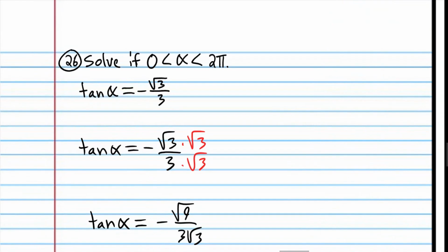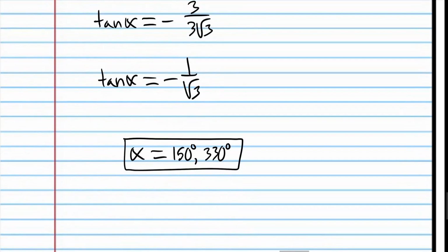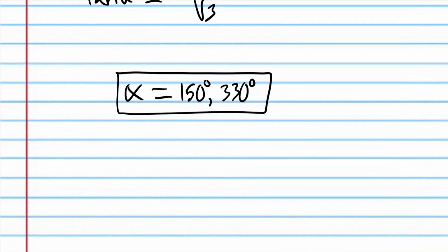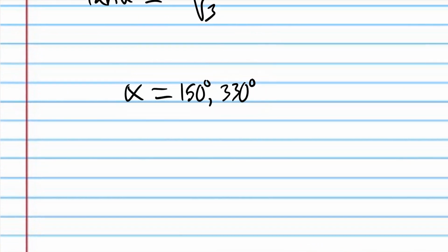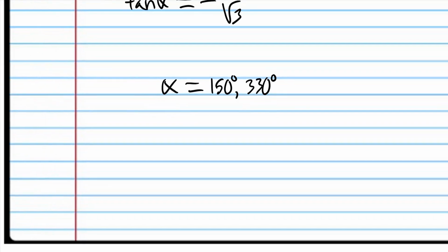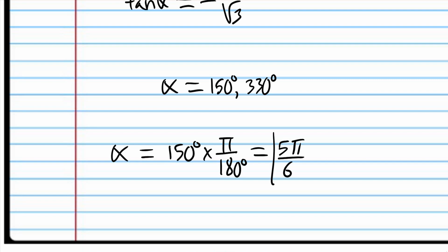Now, in this problem, we're supposed to find alpha between 0 and 2 pi. I forgot to do that. So we can just multiply these by pi over 180. And actually we can find exact answers. So theta is equal to 150 degrees times pi over 180 degrees. And if you simplify, we get 5 pi over 6 radians.